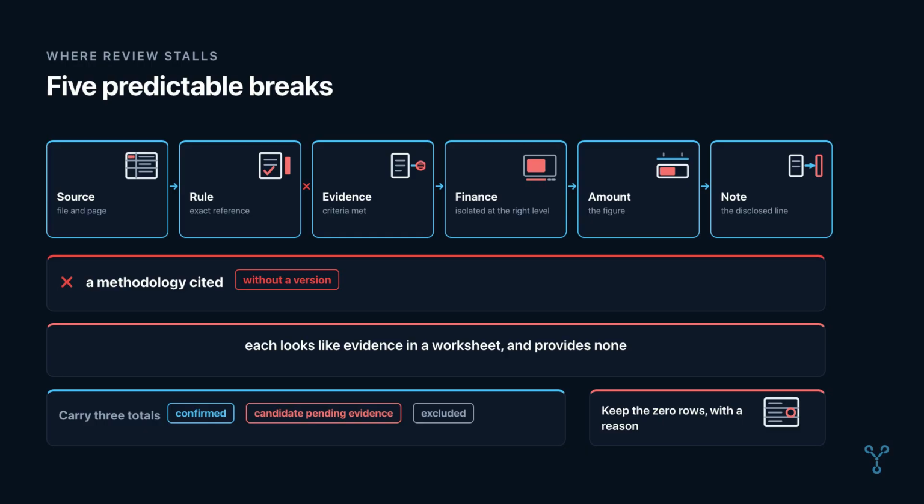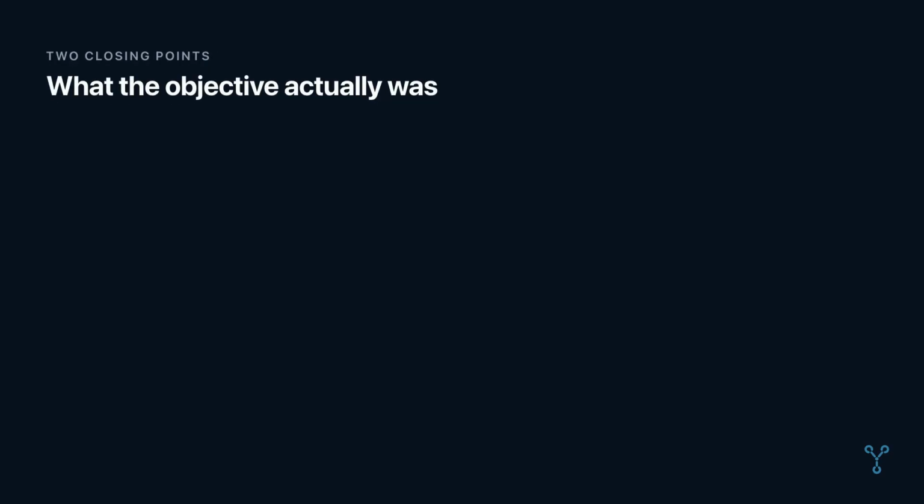Then state the limitations in the assessment itself. A clearly stated limitation is stronger than hidden uncertainty. Reviewers trust assessments that show their own edges. 2 closing points about the method as a whole.